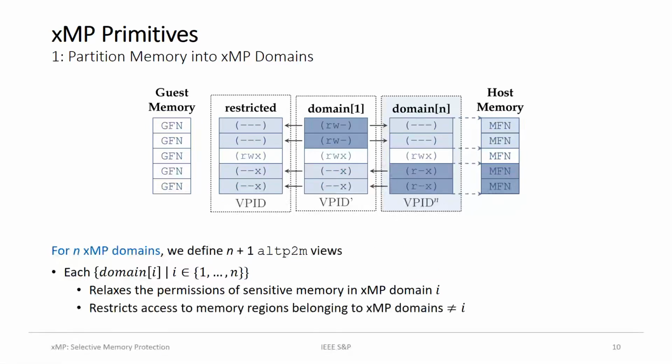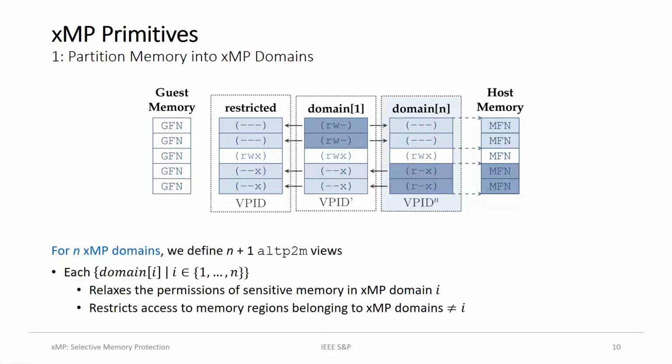To accommodate n xMP domains, we define n+1 alt-p2m views. This is shown on the slide. By entering a specific domain, we relax the permissions of the memory region that belongs to this particular xMP domain. All other xMP domains remain in their restricted state.